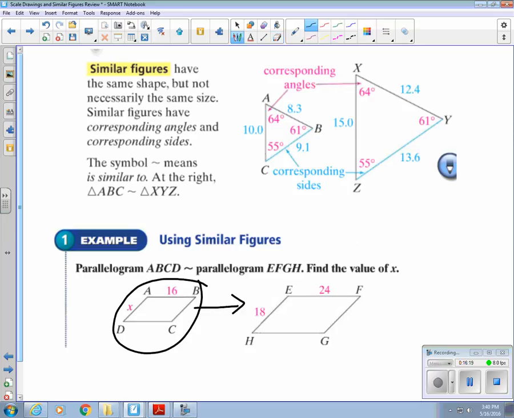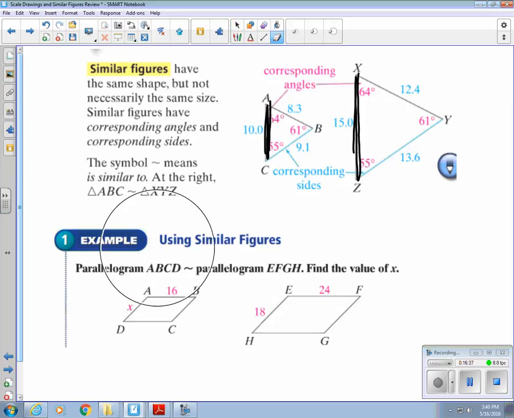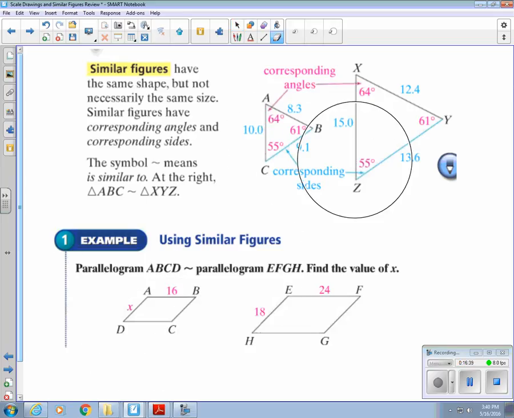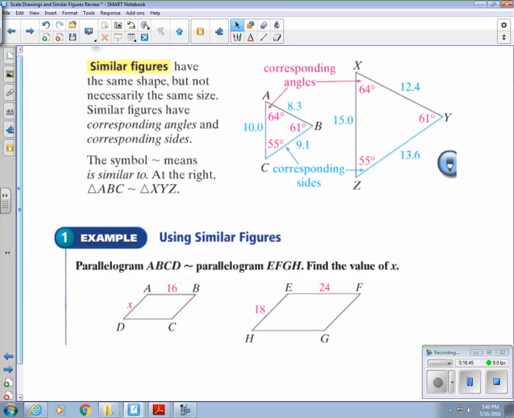Corresponding sides are sides that are also in the same position. So this side here, AC, is in the same position as XZ. So those are corresponding sides. That's what corresponding means: they're in the same position. Similar to when we were doing parallel lines and transversals, corresponding angles meant same position but at a different intersection. These are in the same position but they're on a different figure.